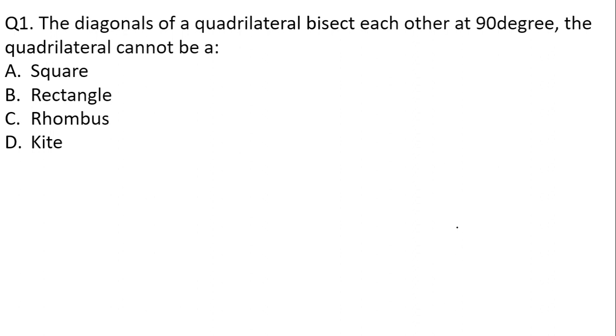And the very first question of the lecture is: the diagonals of a quadrilateral bisect each other at 90 degrees. The quadrilateral cannot be a. Option A is square, option B rectangle, option C rhombus, and option D kite.